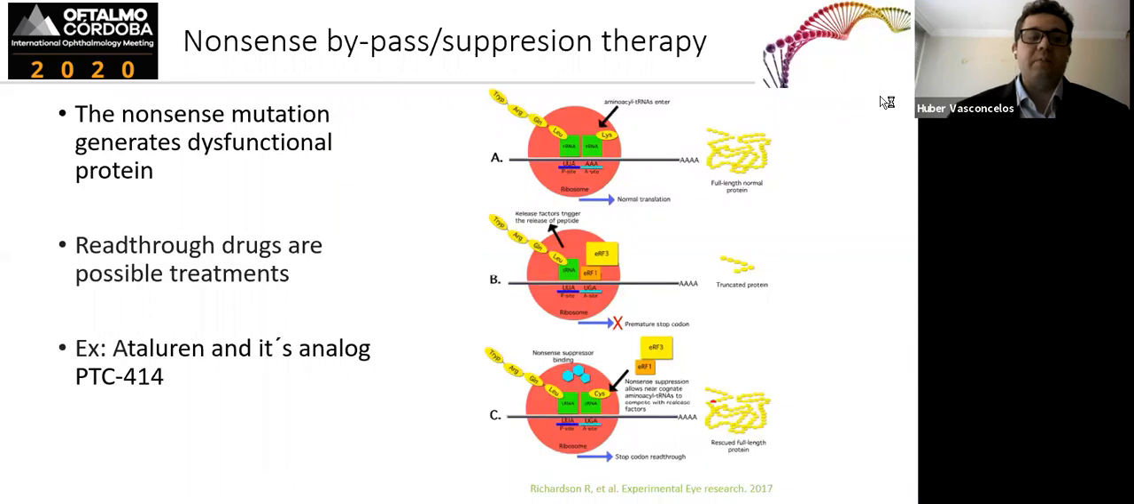Another type of gene therapy treatment is the one that treats nonsense mutations. Nonsense mutations usually generate dysfunctional proteins, and it's very common to see this kind of mutation in all kinds of inherited retinal disease, including choroideremia, for example. This nonsense bypass therapy uses read-through drugs that make the translation and interpretation of the RNA able to go through these nonsense mutations. There are some active clinical trials in choroideremia using these drugs, ataluren, and then PTC414.